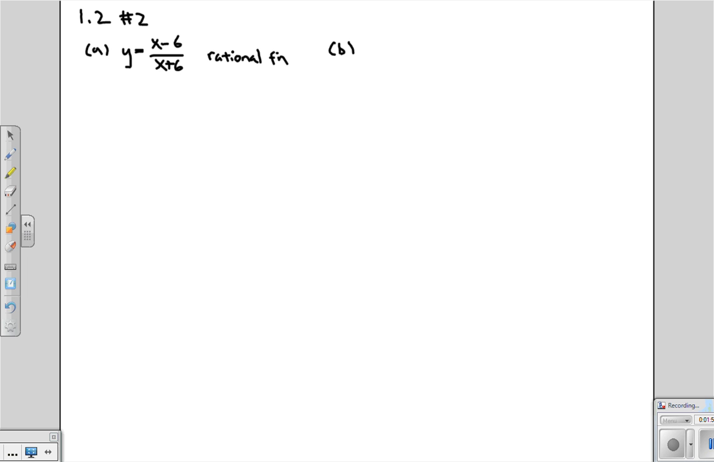Part B. In part B, we're given y is equal to x plus x squared over the square root of x plus 1, square root of x minus 1. Now here, it's not a ratio anymore. It does contain a ratio, but there's more to it.